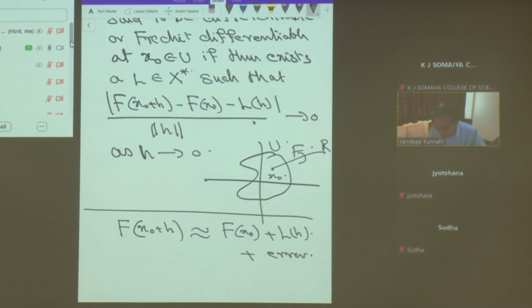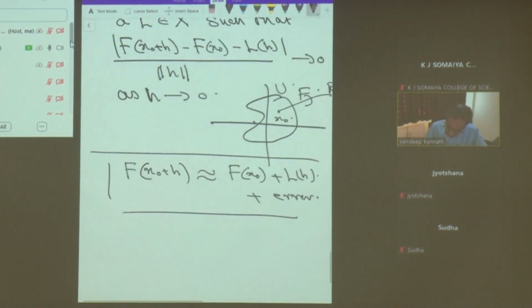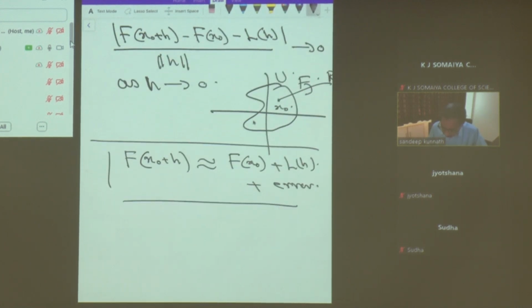And how do you make sense of that error? This is what we have written, that is the error. In other words, the error is something which, when you divide by the norm of h, should go to 0. This is what differentiation is all about. So I can give you some, you can prove that. I will just write it as a remark.